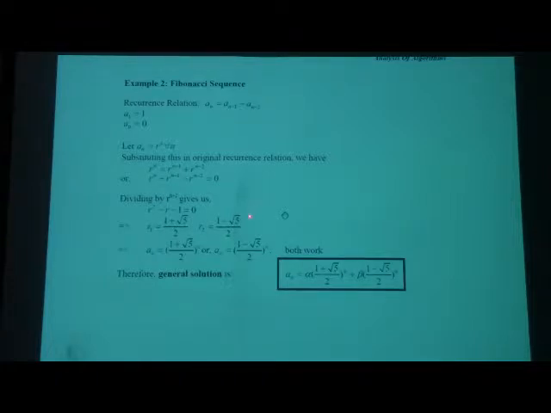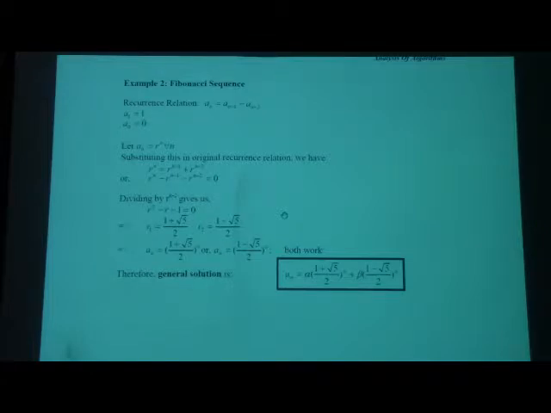Since these are my two values, all of them are going to work, and the general solution will be alpha times the first root to the n plus beta times the second root to the n power. Right? Very strange result, because we have a Fibonacci sequence. We know the numbers are 0, 1, 1, 2, 3, 5, 8, and yet we're getting these radical 5s in there, which looks a little crazy. But that's the general solution. How do we find the actual, specific solution? We need to solve for these initial conditions.